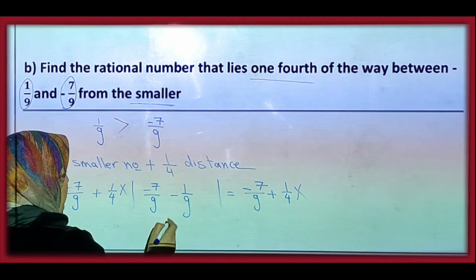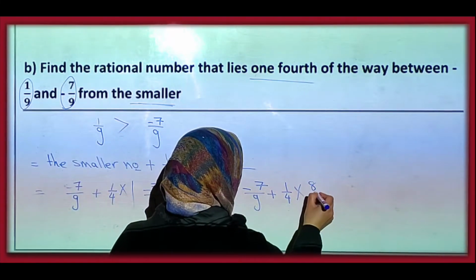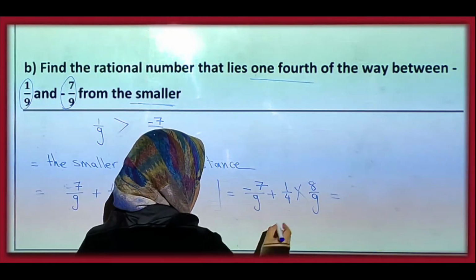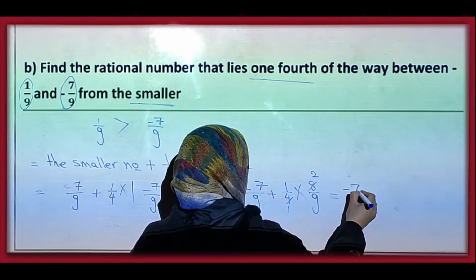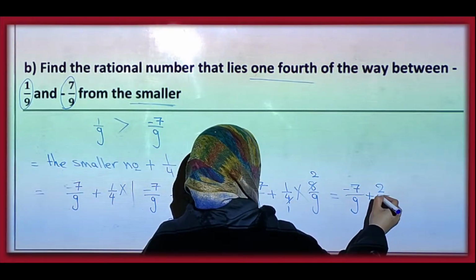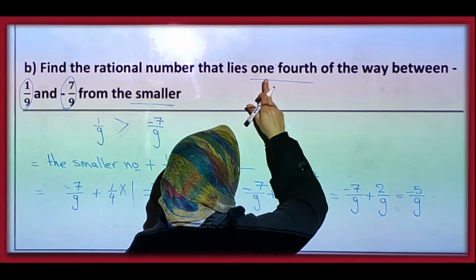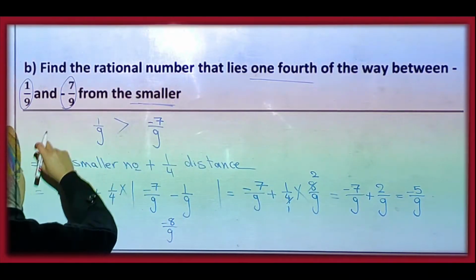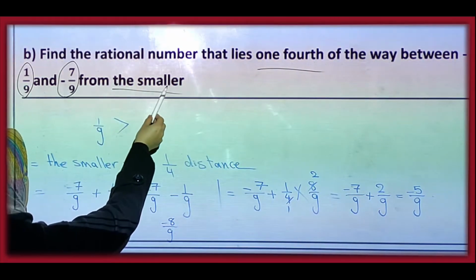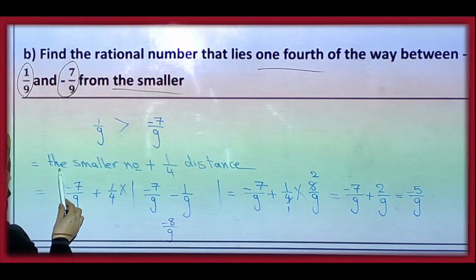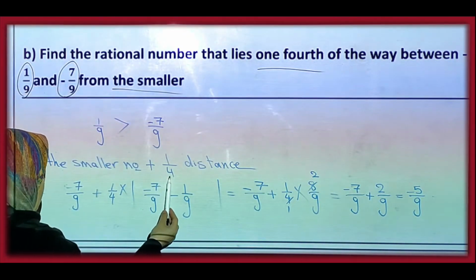This absolute value equal negative 8 over 9. The absolute gives positive rational 8 over 9 equal, by simplifying, divided 4 equal 1, divided 4 equal 2. Then negative 7 over 9 plus 2 over 9 equal negative 5 over 9. This number is at the 1/4 way between these two numbers. If the question is find the number 1/4 of the way between the two numbers from the greater, we change the rule. The smaller number will be the greater number, plus changes into minus, quarter the distance.